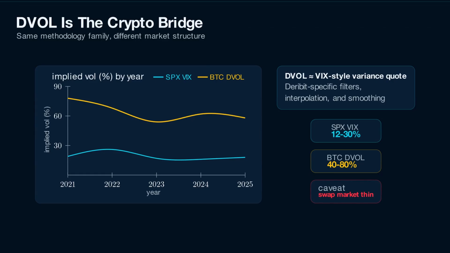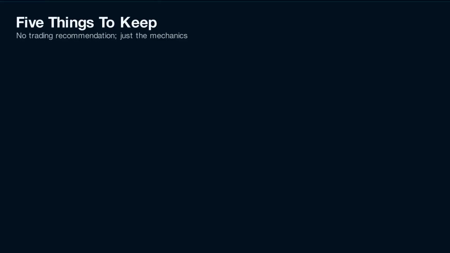One caveat matters. While variance swaps on equity indices are liquid OTC instruments used by institutional desks globally, crypto variance swaps remain thin and primarily institutional. The DVOL index gives traders a window into the fair variance strike, even when they are using options rather than swaps. Five things are worth keeping.